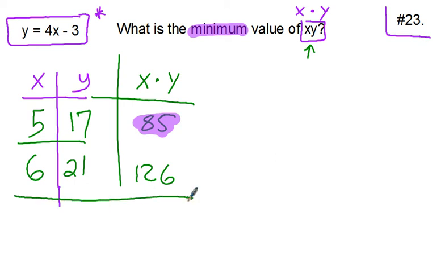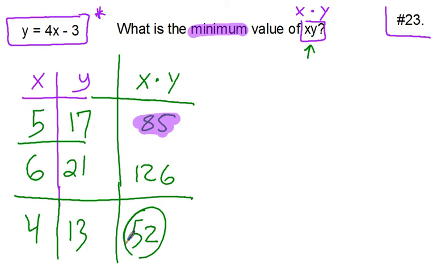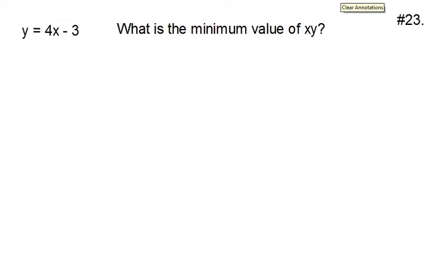Let me just randomly see what happens when I decrease the input down to 4. 4 times 4 is 16, take away 3 is 13, and now I'm getting 4 times 13, which would be 52. So right there, I was able to get smaller than 85, but again, I'd like to know if I can get smaller still. And ultimately, we want the absolute minimum for this function. So this is where calculus comes into play. Let me stop guessing and checking and start doing calculus.